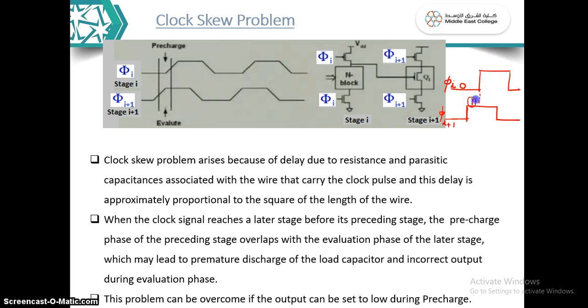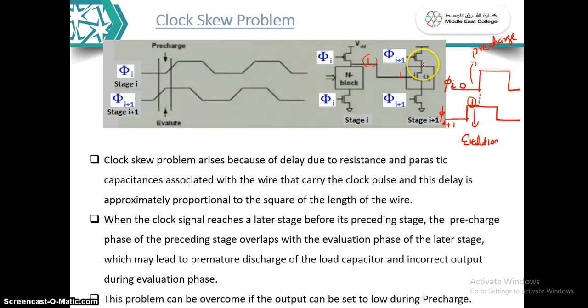The moment the clock becomes 1, what will happen? Evaluation will start. In which stage? The second stage evaluation will start. At the same time, what about the first stage? It is still in the precharge phase. In the precharge phase, your output will be 1. This 1 will come as the input to the second stage. And at the same time, evaluation has already started in the second stage. Suppose the second stage is an inverter. The moment this 1 comes here, what will happen?